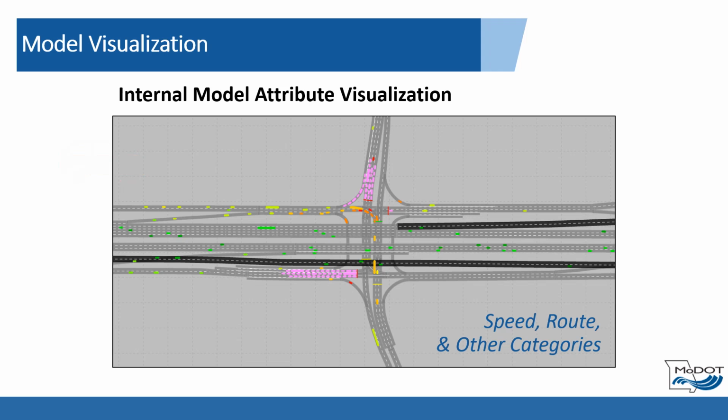Pink vehicles are in the stopped condition, in this case in queues at surface street intersection approaches. The vehicle color attribute can be changed to a wide range of categories, another useful one being routing decisions, in which the modeler checks for unrealistic vehicle movements through a network.